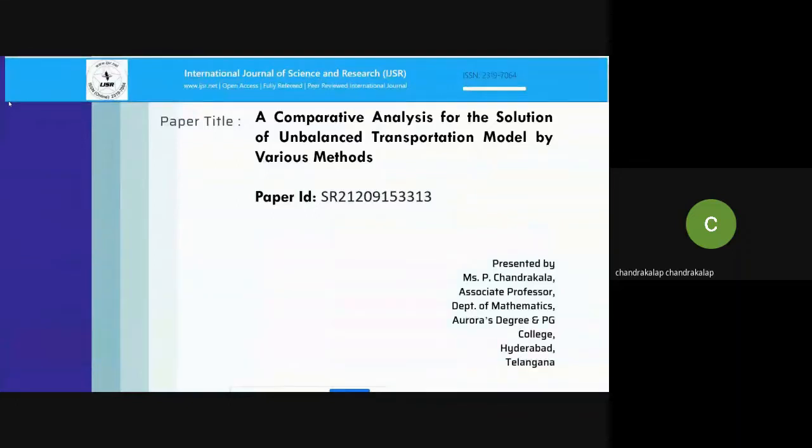I'm Chandrakala, Associate Professor, Department of Mathematics, Aurora's Degree and PG College. Here I am presenting a paper entitled A Comparative Analysis for the Solution of Unbalanced Transportation Model by Various Methods.